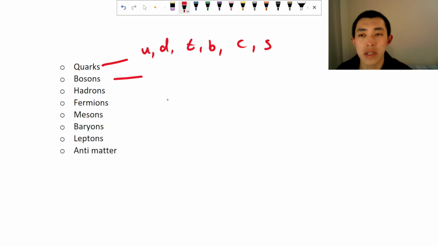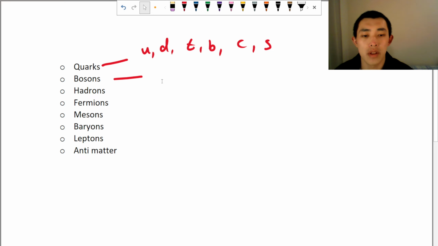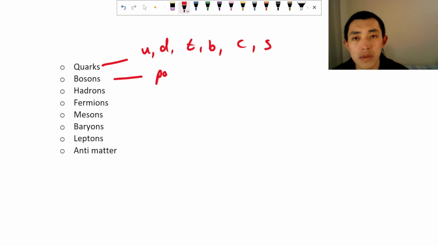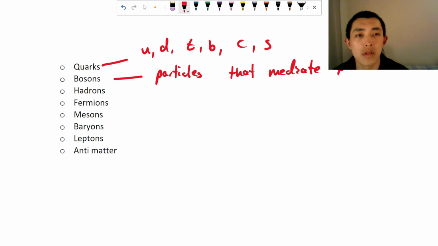Bosons. So what's a boson? Bosons are particles that mediate forces. An example of this might be the photon or the gluon.